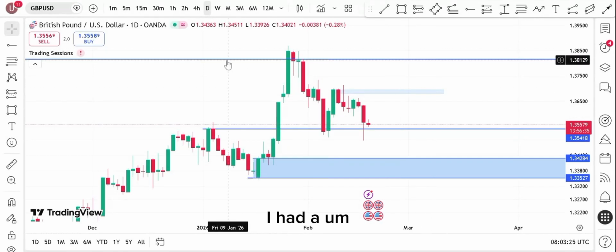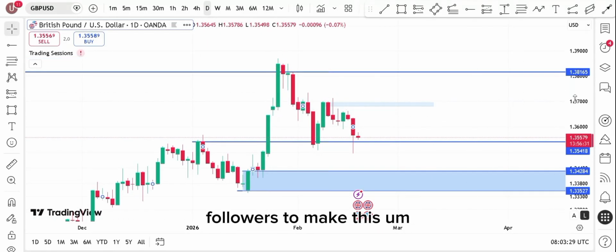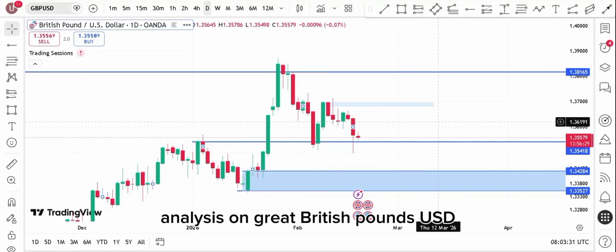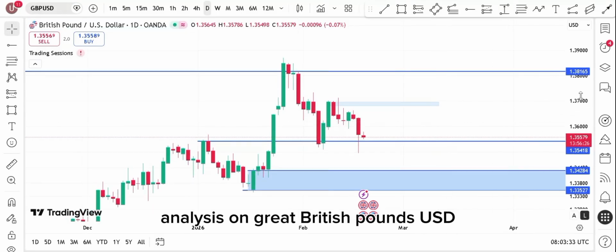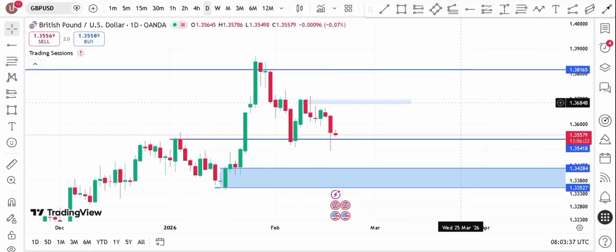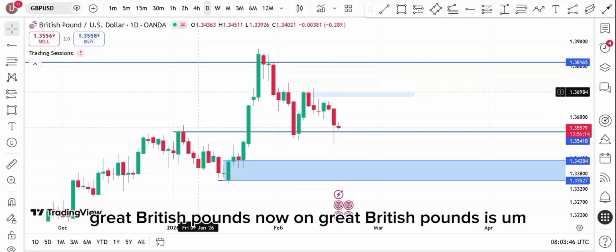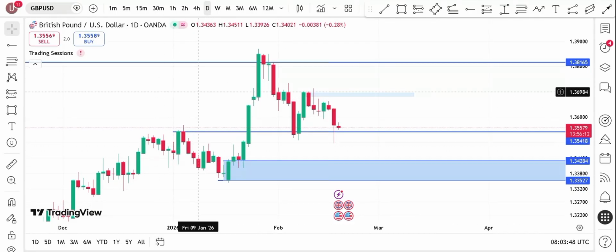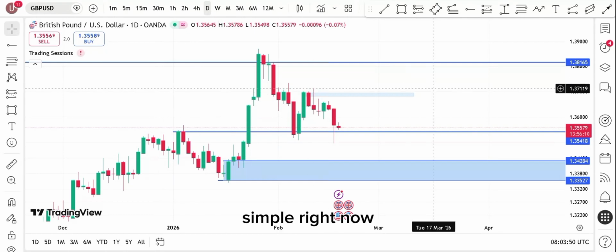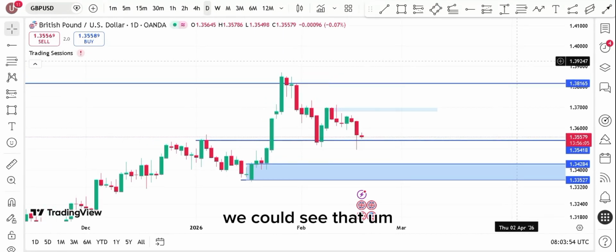I had a request from one of my followers to make this analysis on Great British Pounds USD. What is my outlook? What am I expecting on Great British Pounds? Now, on Great British Pounds it is simple, right? Now we could see that.